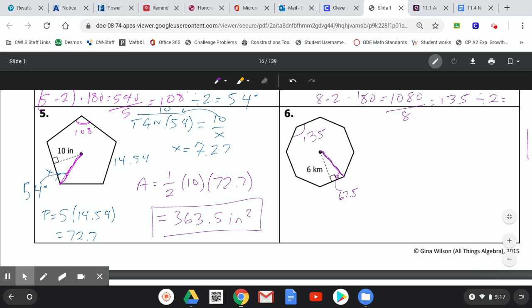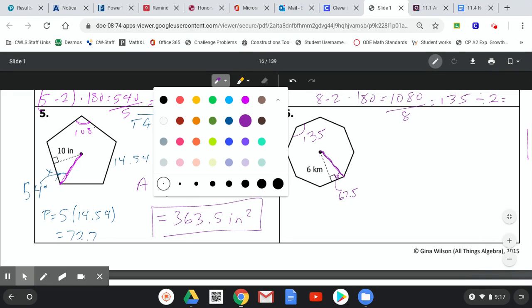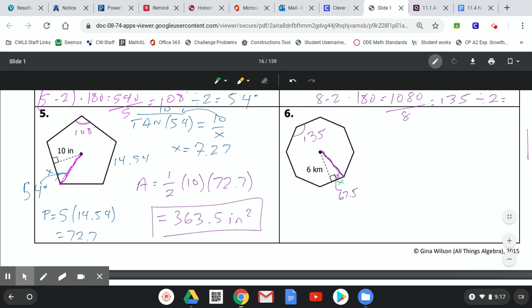Now we're finding the apothem. So guess what we're going to use? Tangent, because we're looking for this side right there. So tangent of 67.5 equals 6 over x. Switch and divide. All right, so switch that 6 over there to the other side and do 6 divided by the tangent of 67.5, and it gives us an answer of x is approximately 2.49.